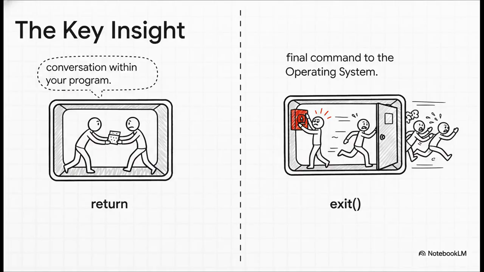So the key insight, the real aha moment, is this. Think of return as a conversation happening inside your program. It's like one function passing a note to another in class. But exit, that's pulling the fire alarm. It's a final command to the operating system that sends everyone out of the building. A function can return, but at the end of the day, the program itself has to exit.